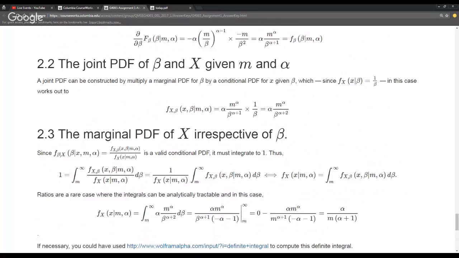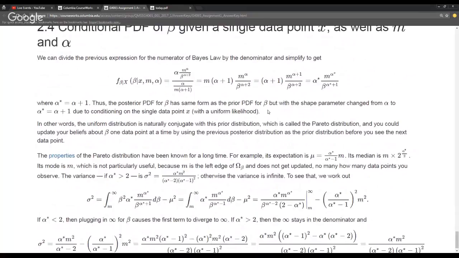So this is another case where the uniform distribution for the data and this distribution that you had for the prior, which is actually known as the Pareto distribution, are conjugate with each other. So if you have Pareto beliefs to start with, you observe data, you have posterior beliefs that are also distributed Pareto, but with alpha star rather than alpha as the shape parameter, and alpha star is equal to alpha plus 1.